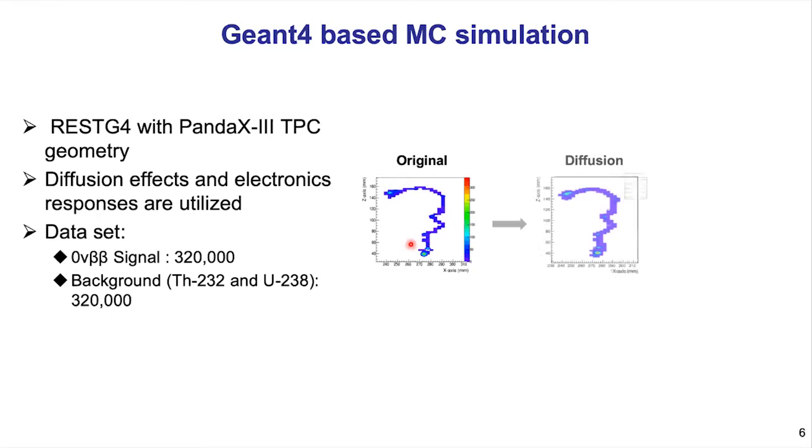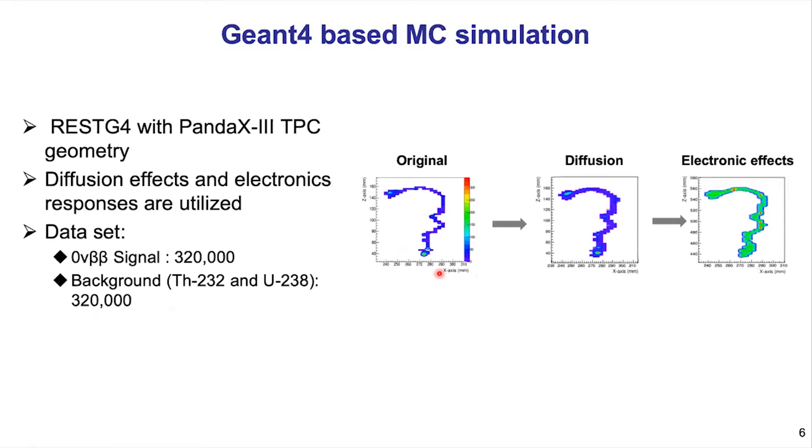Here you can see, after an event has gone through a series of processes, as shown in the figure, from the original event to the final result, the track becomes more blurred and a lot of information is lost, but this is more in line with the actual situation.